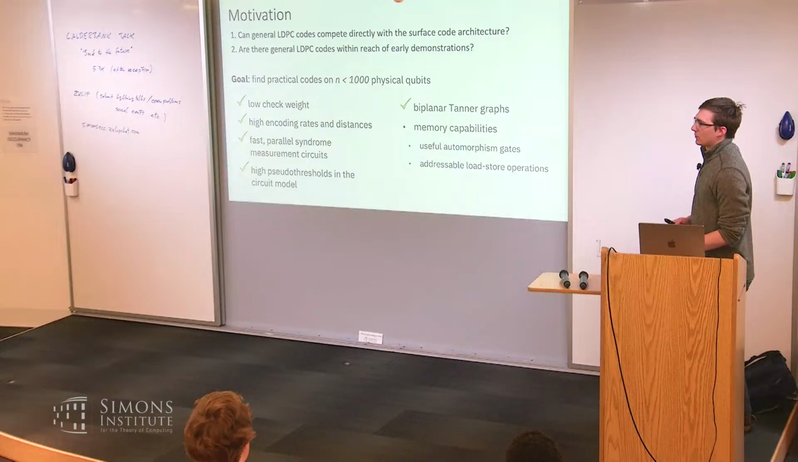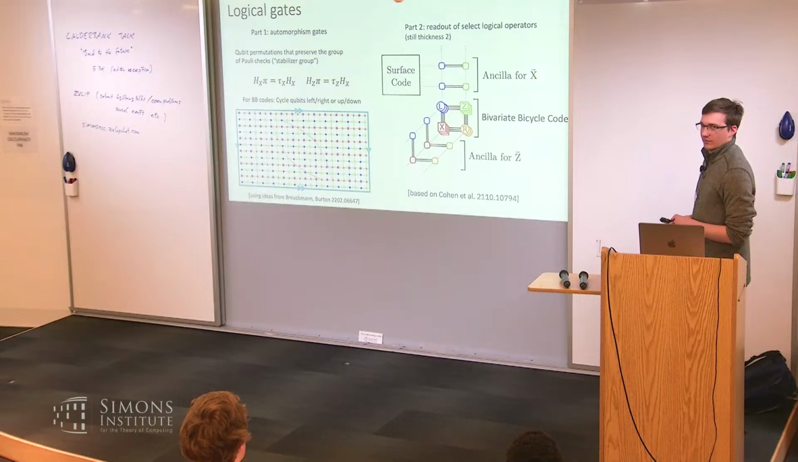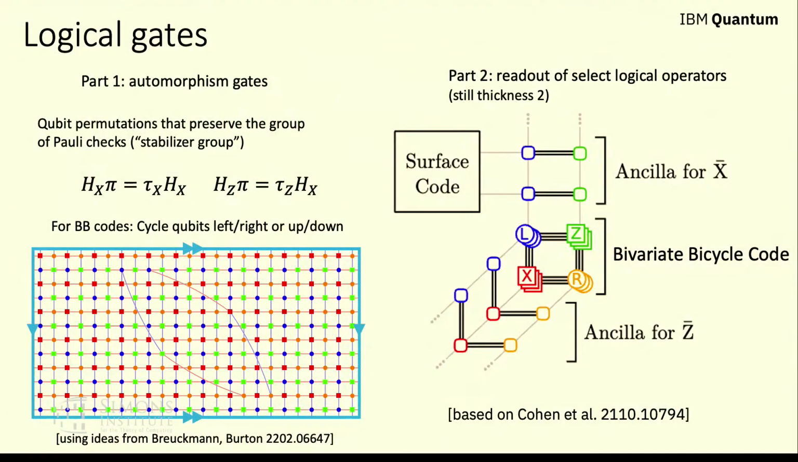Okay, so that's the biplanar Tanner graph, and I have just a few minutes for this last slide about how we envision doing logical gates, or using this as a logical memory where we can read information in and out. There are actually two parts to this story. The first part is called automorphism gates, which are essentially permutations.